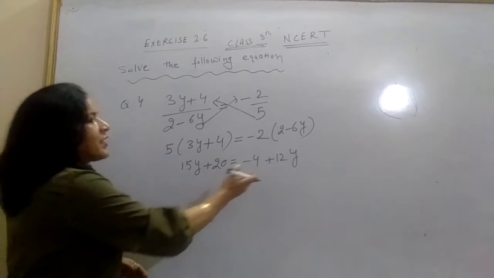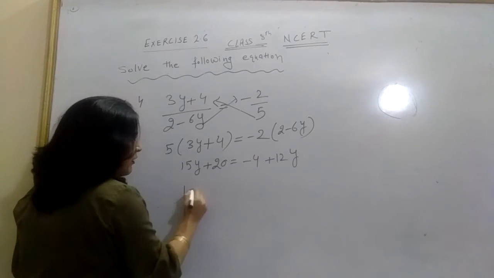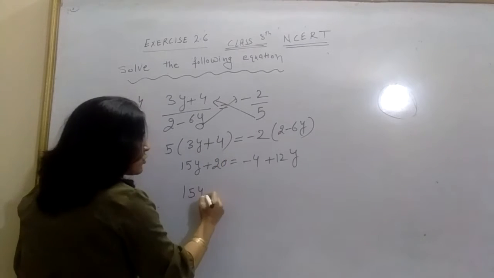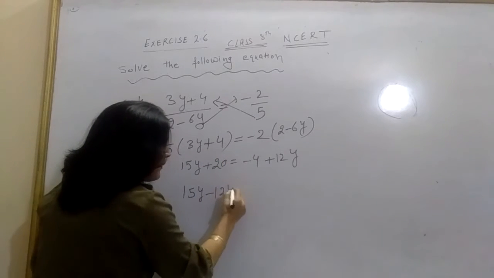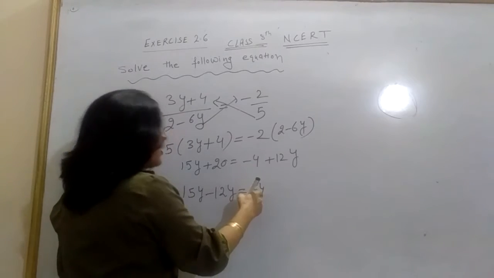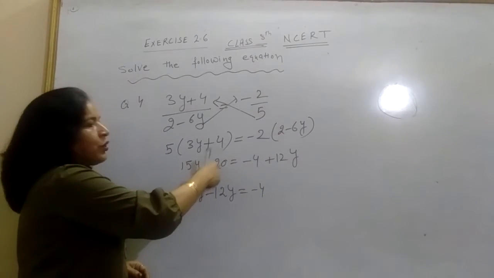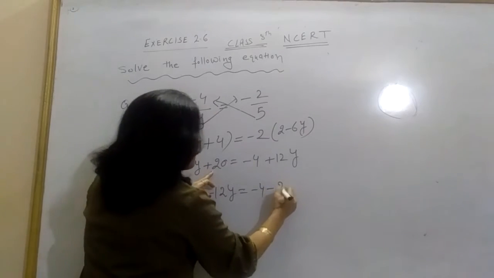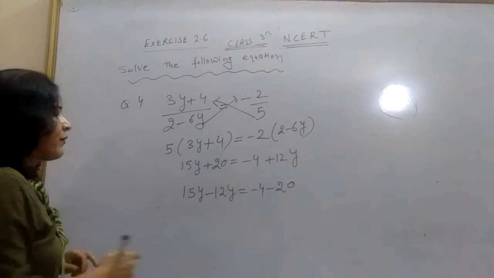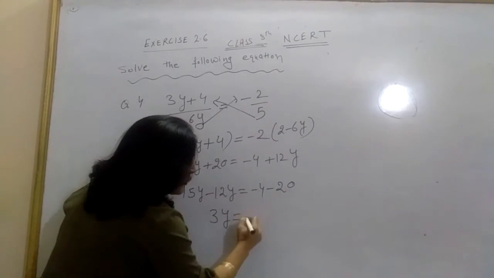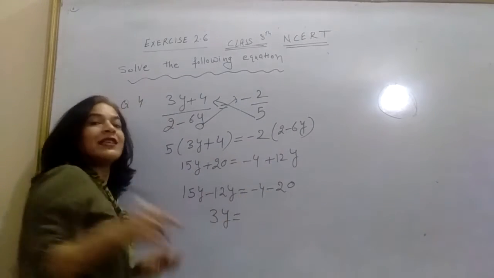Same step, transferring the term with variable: 15y, this 12y transfers to this side, so it becomes minus 12y. 12y is equal to minus 4 here, and we will transfer this 20 to the other side, so with plus sign here, on the other side it will become minus 20. 15y minus 12y, 3y, and that is equal to minus 4 and minus 20 is how much?